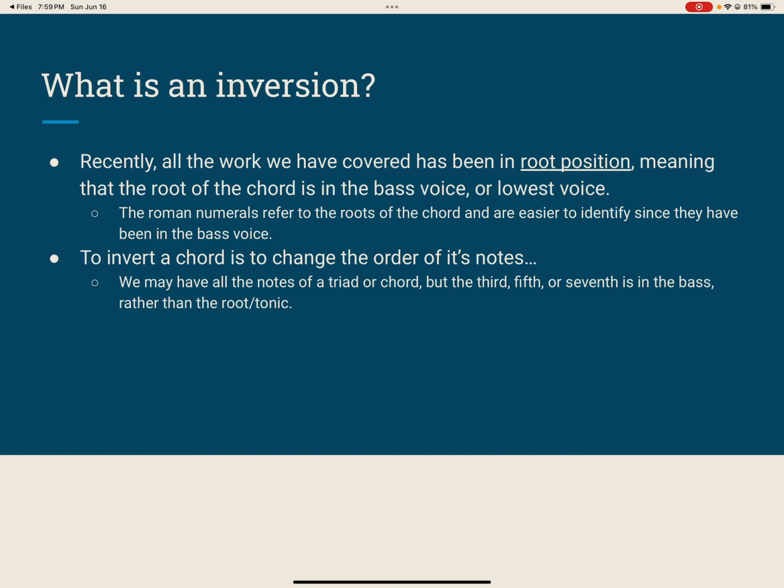We have inversions. What is an inversion? The thing that I've been talking about for so long. Recently, all of the work that we have covered has been in root position, meaning that the root of the chord is in the bass voice, or the lowest voice.